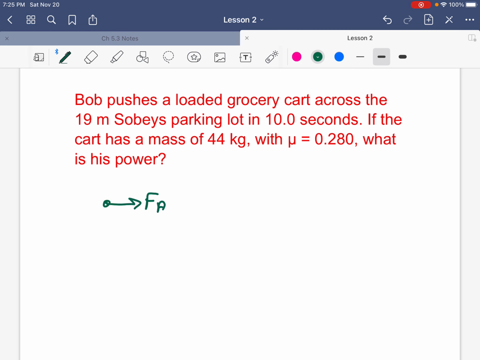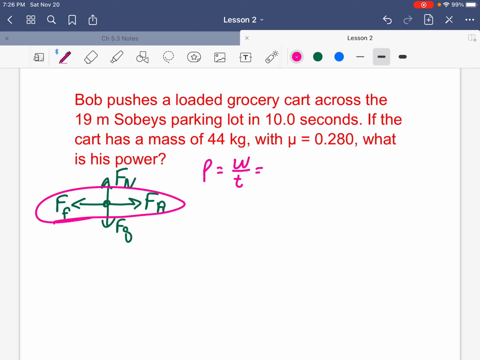So here we have to do a free body diagram. Force applied, force friction, force normal, force gravity. We're only interested in the x-axis, or going across. Power is work done per unit time, force times distance per time, force times velocity. Cart's mass okay, across parking lot in 10 seconds.